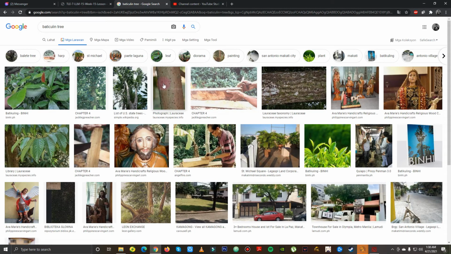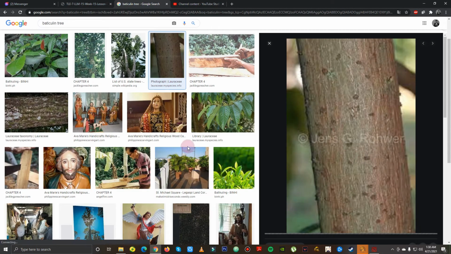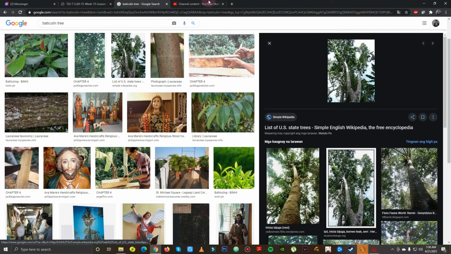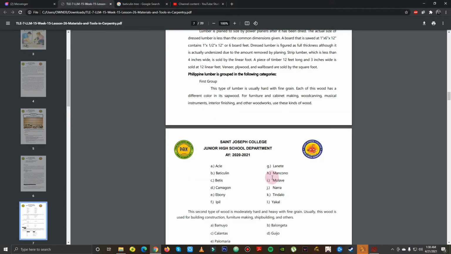Okay, this is how a Batikulin tree looks like. This is how it looks like. So for the rest, you can search it on your own.